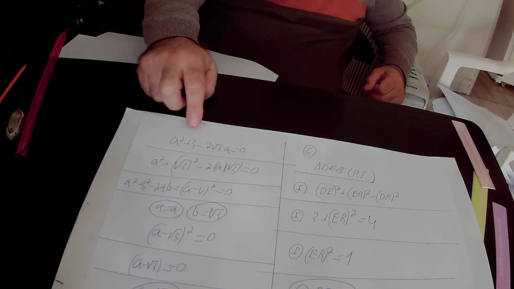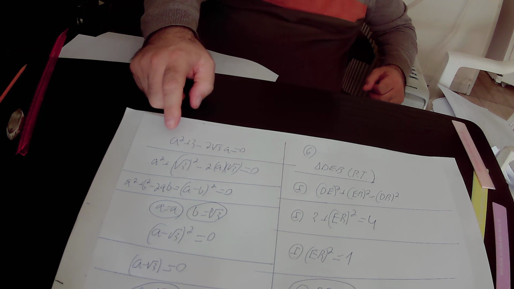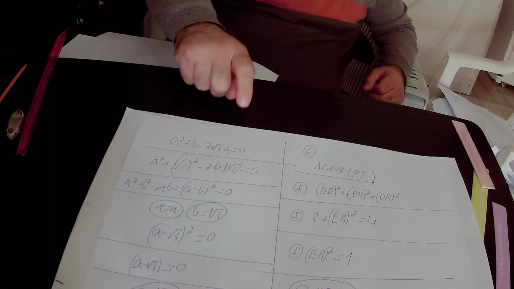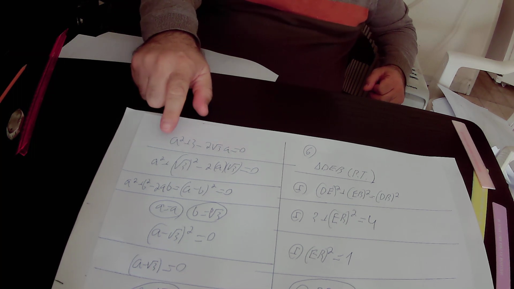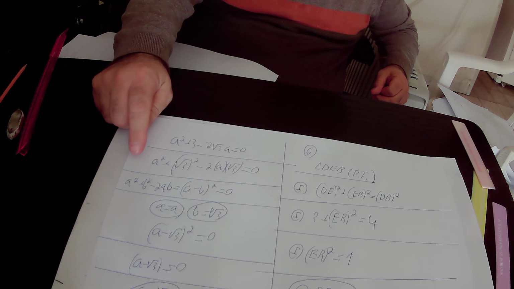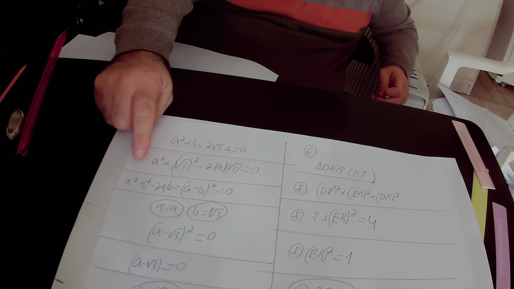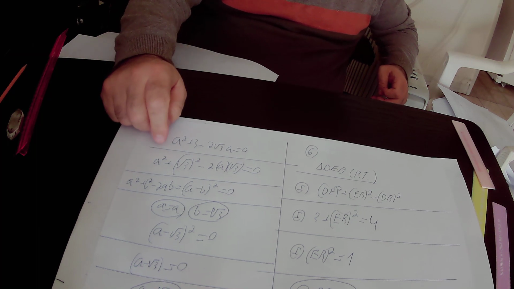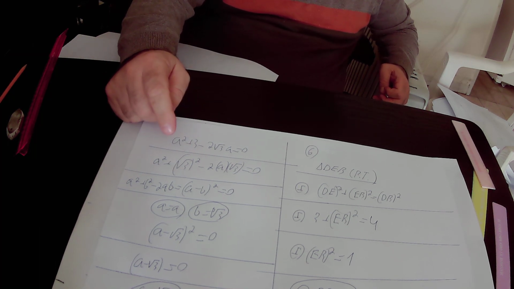Here I substituted 3 by square root of 3 squared, and we got that A squared plus square root of 3 squared minus 2 times A times square root of 3 equals 0. This expression is very similar to the algebraic identity that states that A squared plus B squared minus 2AB equals (A minus B) squared. In our specific expression, A equals A and B equals square root of 3 units.